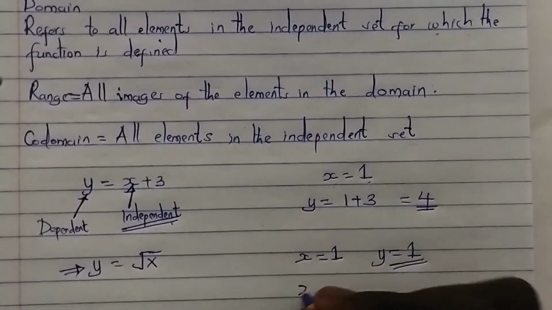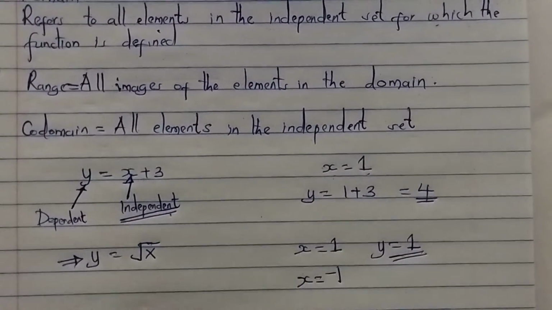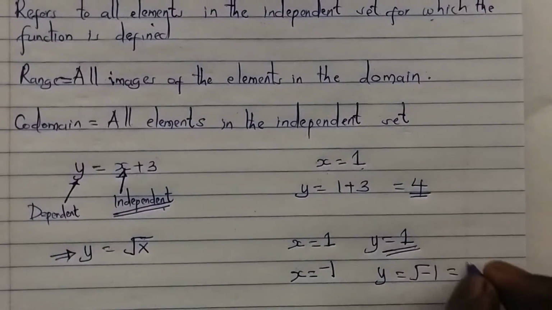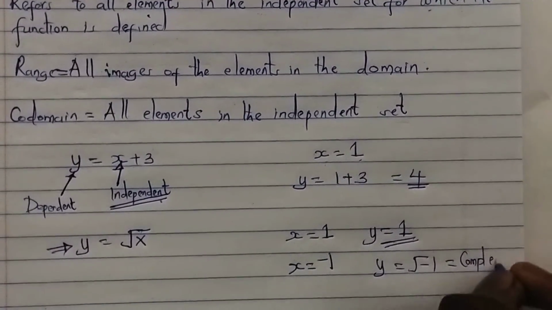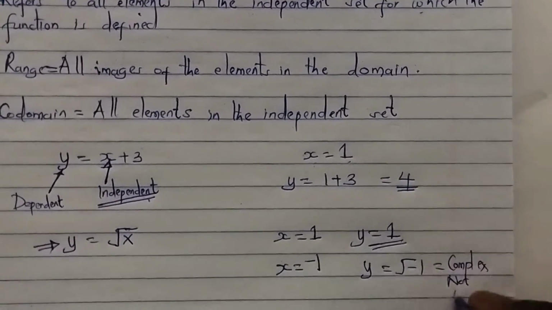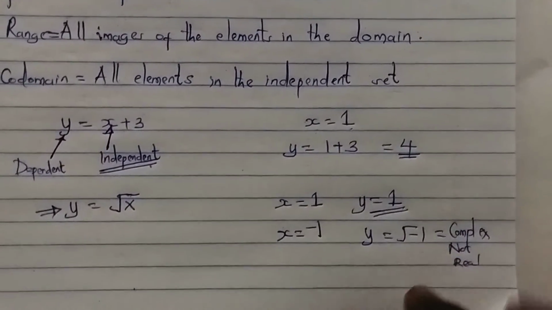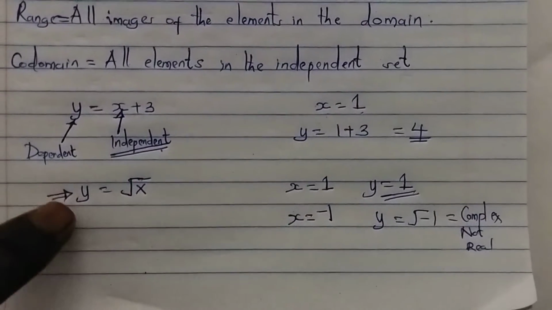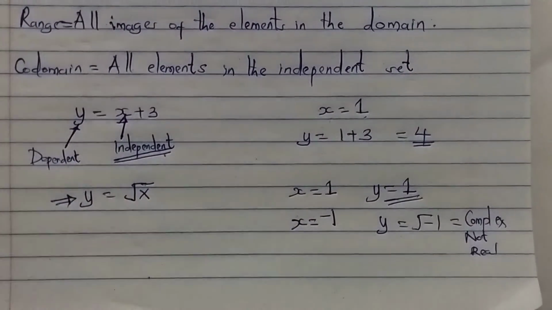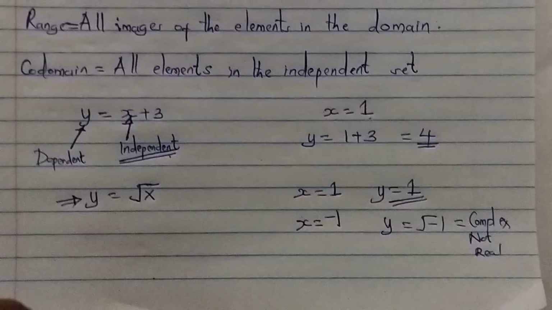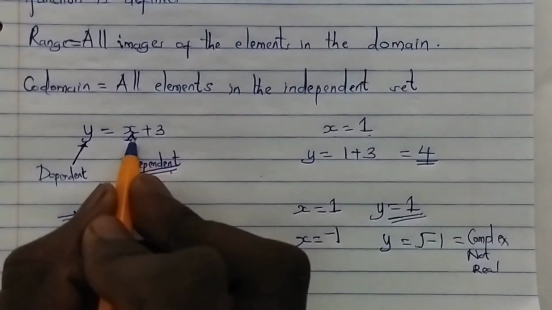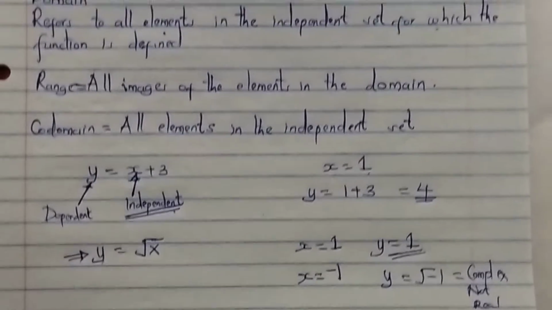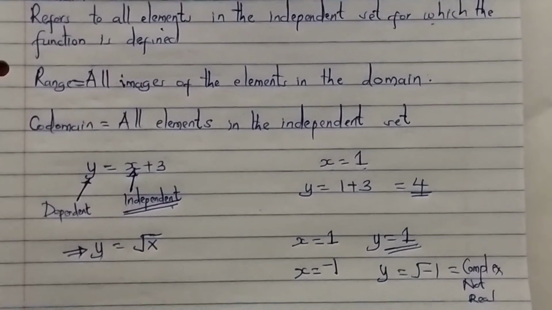But in case you choose a value of x is equal to -1, the value of y is going to be root of -1, which is a complex value, not real. So because this is not real, it means that this -1 is not a domain of this function. It has to be elements in the independent set for which this function is known or is defined. That is what a domain is.